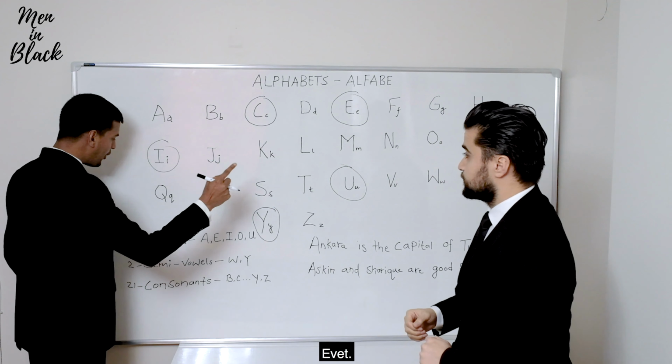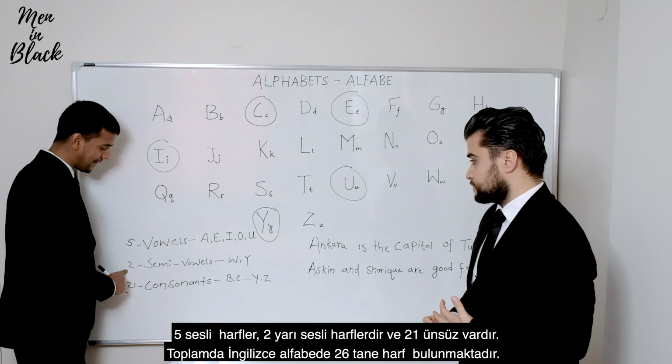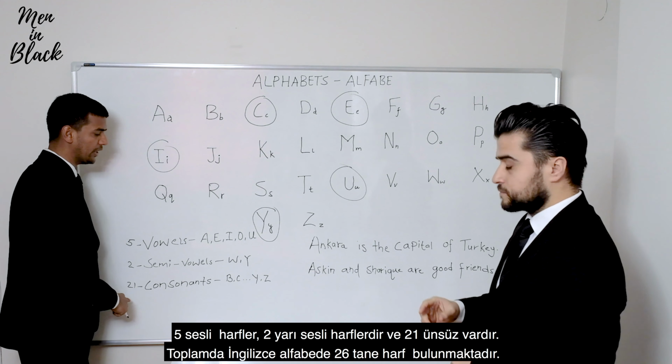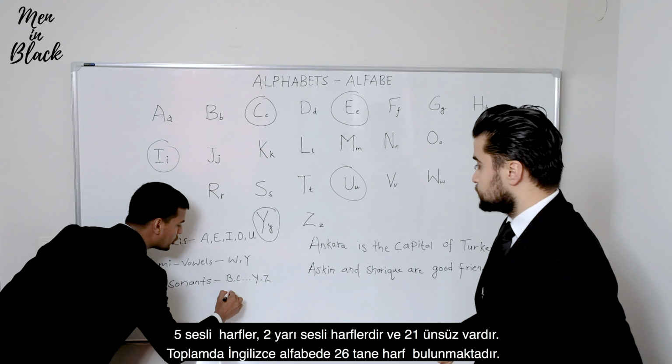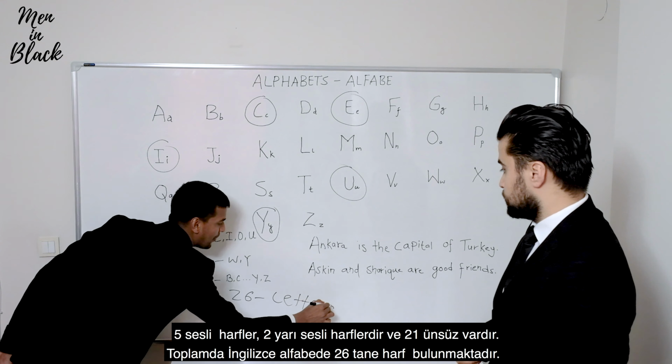Okay, there are 5 vowels, 2 semi-vowels, and 21 consonants. The total is 26 letters in the English alphabet.